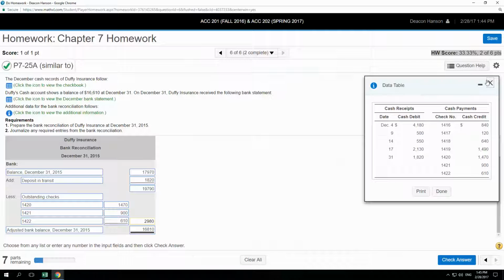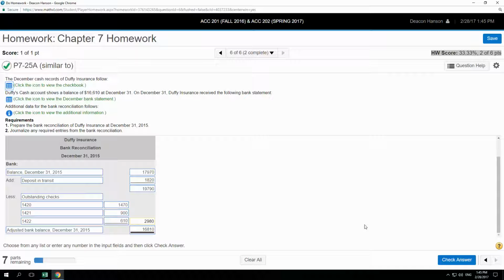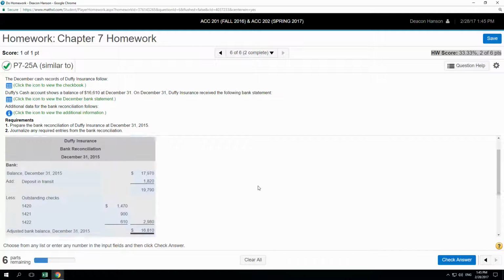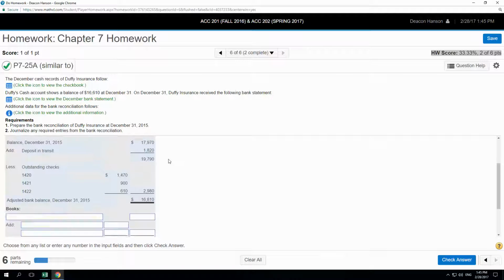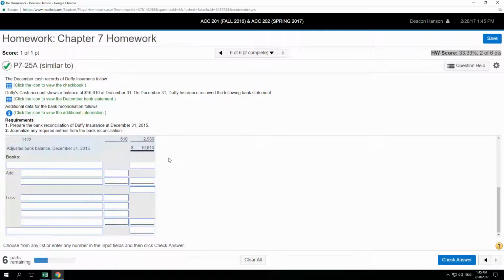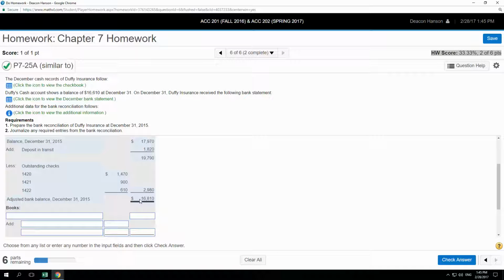Anybody got questions on what we just did? We took the bank balance and reconciled it down. We took the additional information that we know and reconciled it down to a corrected balance or an adjusted balance. Think about that for a minute. Now we're going to do the book side of it. So now we got to reconcile our book balance, and what we want to do is reconcile it down to this exact same amount. So we're going to show the differences that take our book balance down to 16,810.